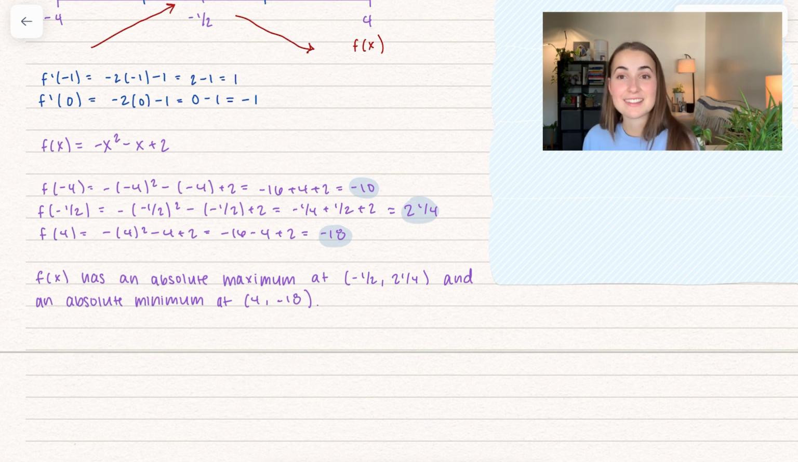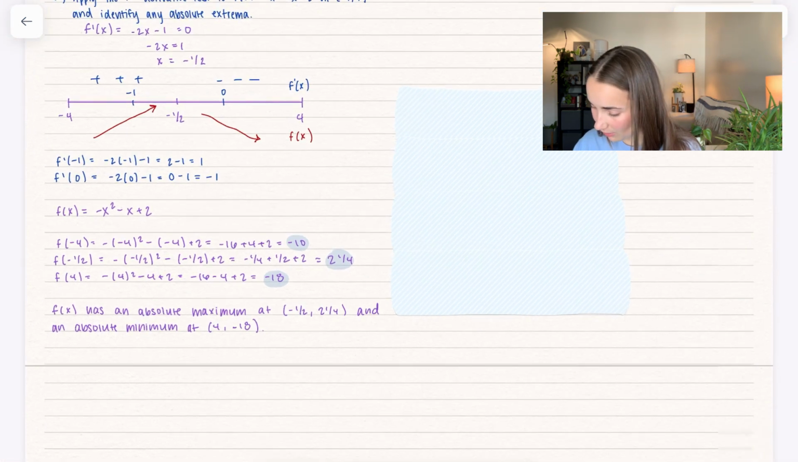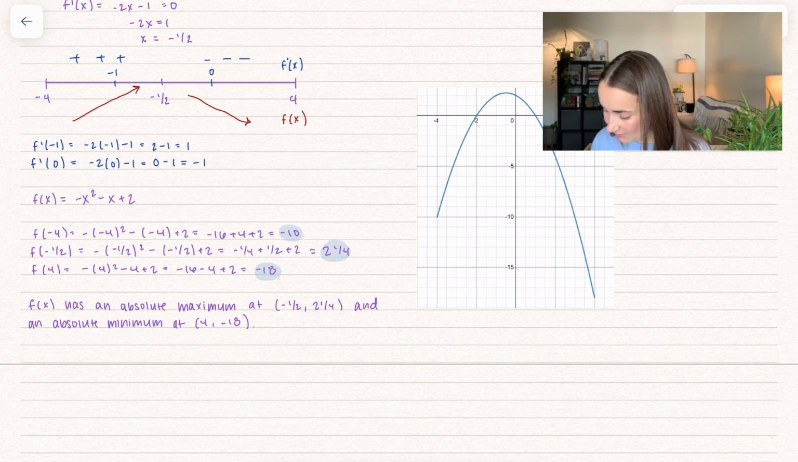Let's go ahead and see what that looks like on the actual graph. So I have that graphed out right here. We can see very nicely that we do have an absolute maximum occurring, and we also have an absolute minimum, right? And that's going to be on the endpoint. So just like we talked about, our function goes from increasing, we hit our critical value, and we go back down to decreasing.